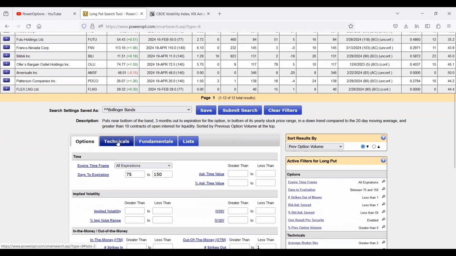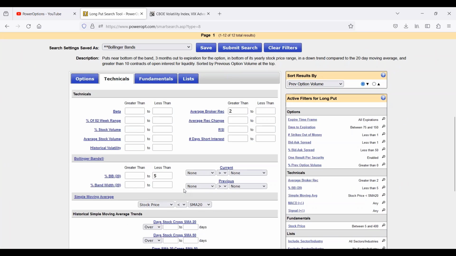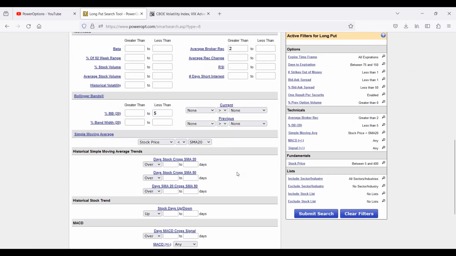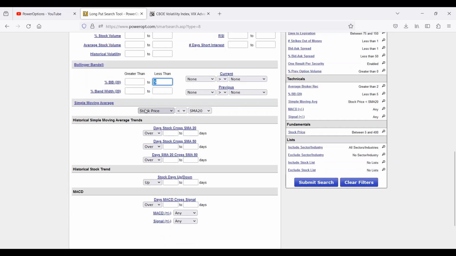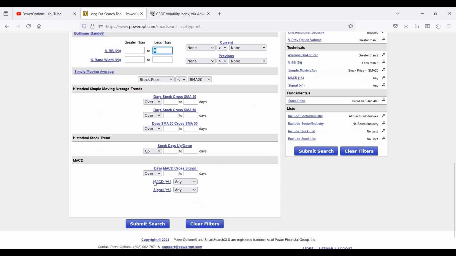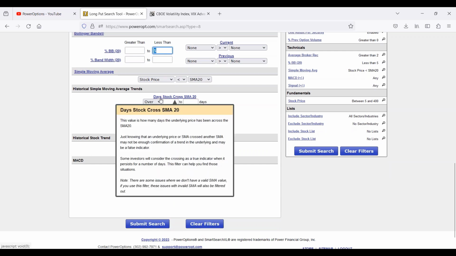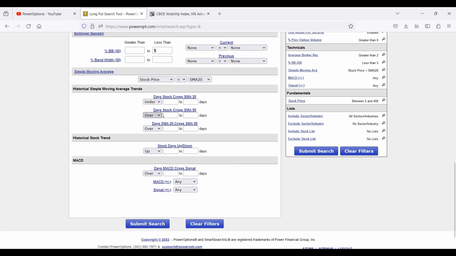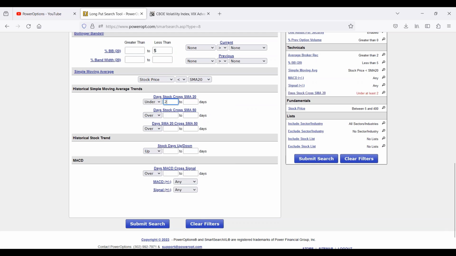Let's make some subtle changes. I'm going to go into the technicals. And we're looking for stocks, as I mentioned, below the SMA 20, looking for less than 5% stocks near that bottom Bollinger Band as well. But we didn't have any MACD crossover. So I'm going to look for the days the stock crossed below the 20-day moving average by at least 2 days. That's probably going to take out Pfizer.